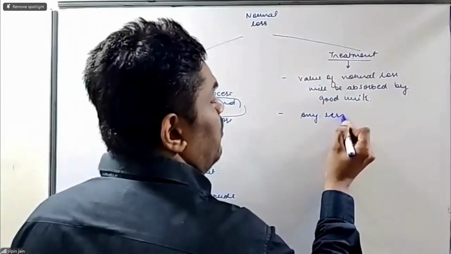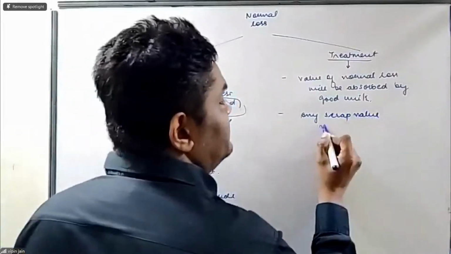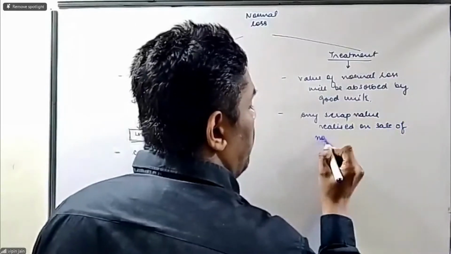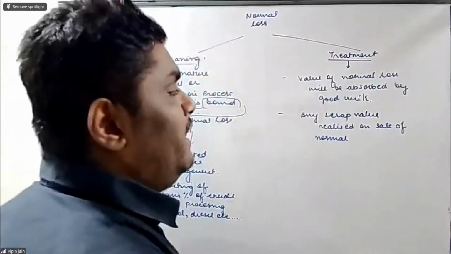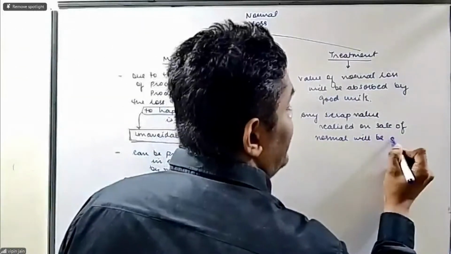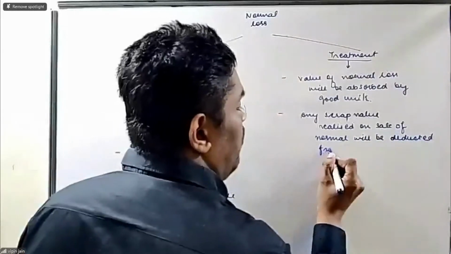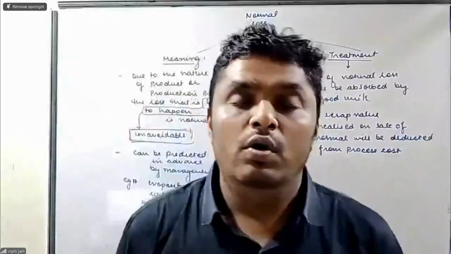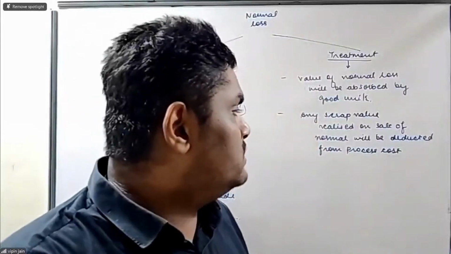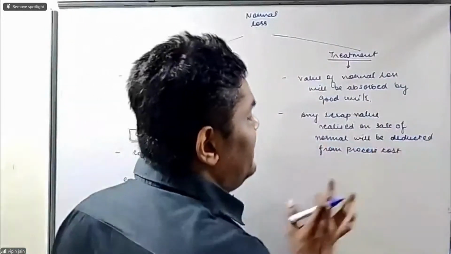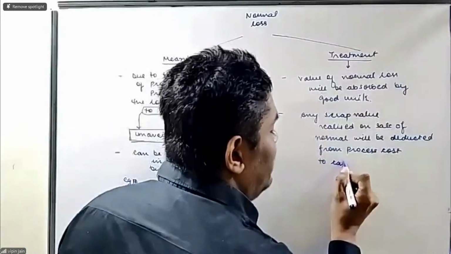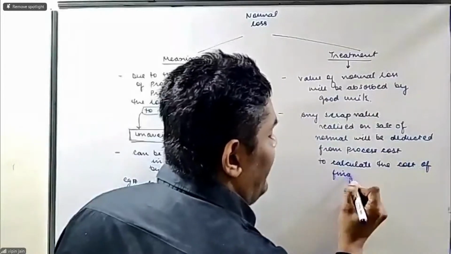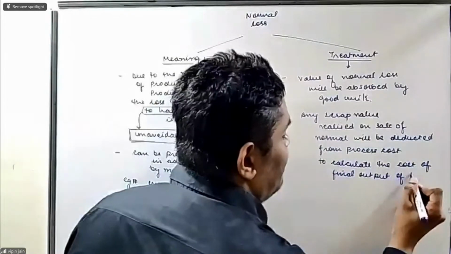Any scrap value realized on sale of normal loss will be deducted from the process cost to calculate the cost of the final output of the process.